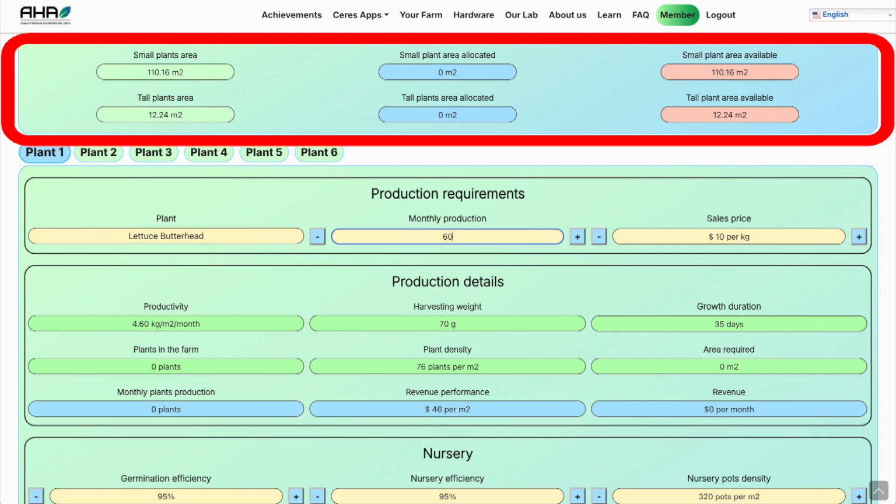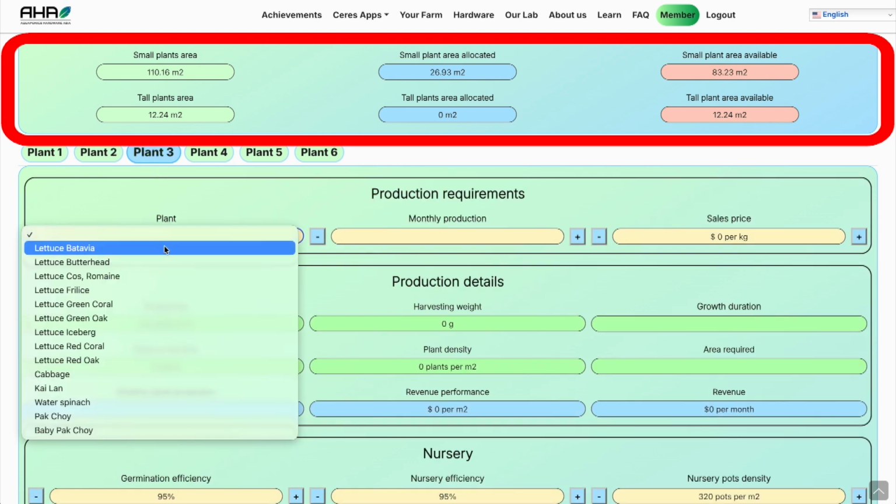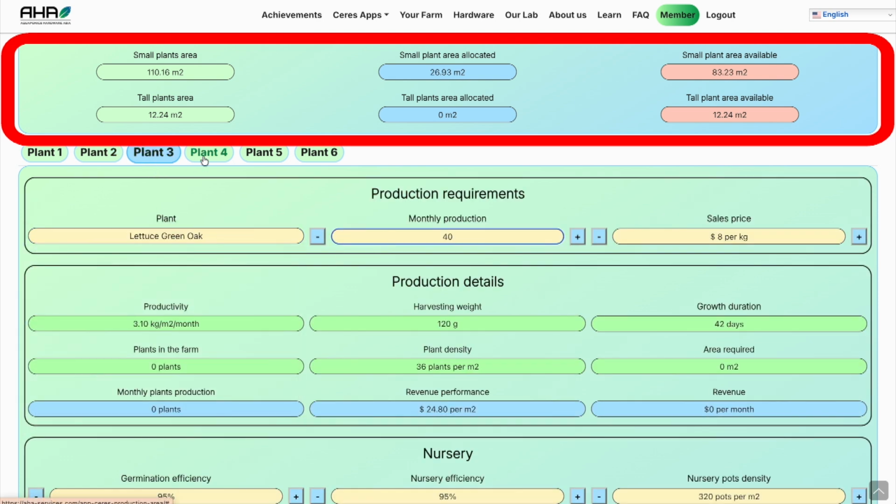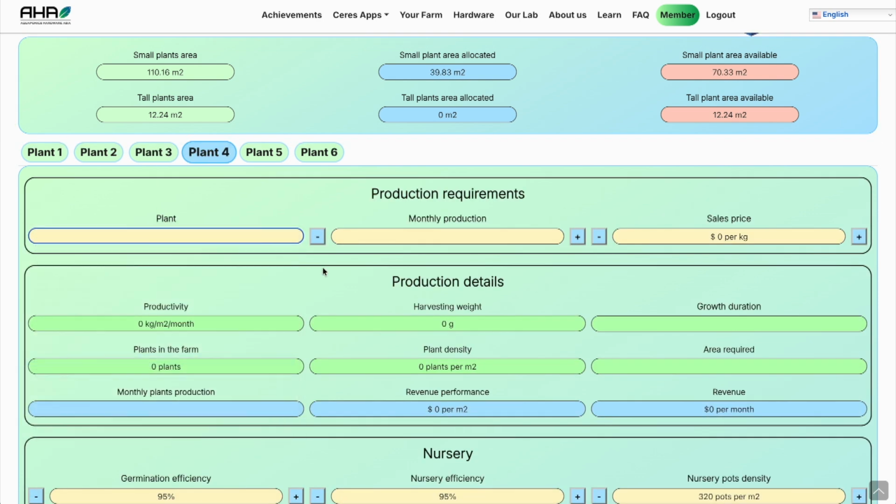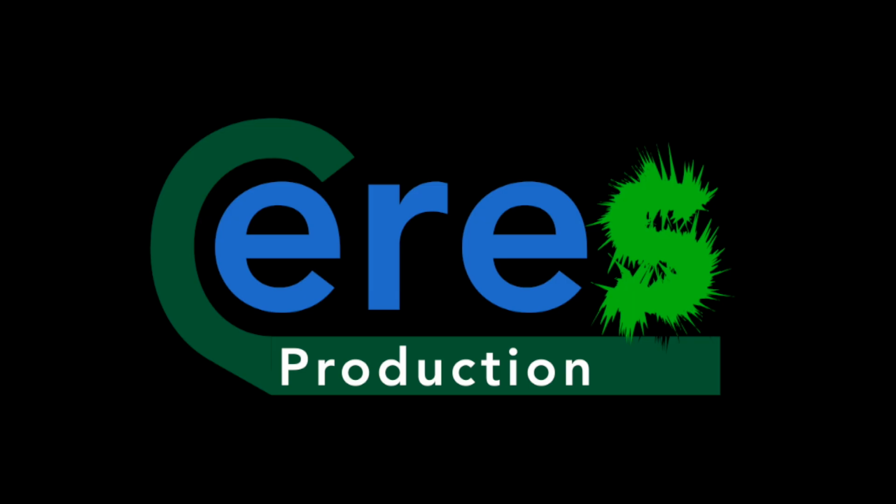Once our crop selection is entered, the mineralization, the fish engine size, and the report sections are the same as in the first option. Ceres Production gives us much of the information needed to design our aquaponics farm. The AHAS team has been designing and operating farms for over a decade. You can access Ceres Production for a very low fee.